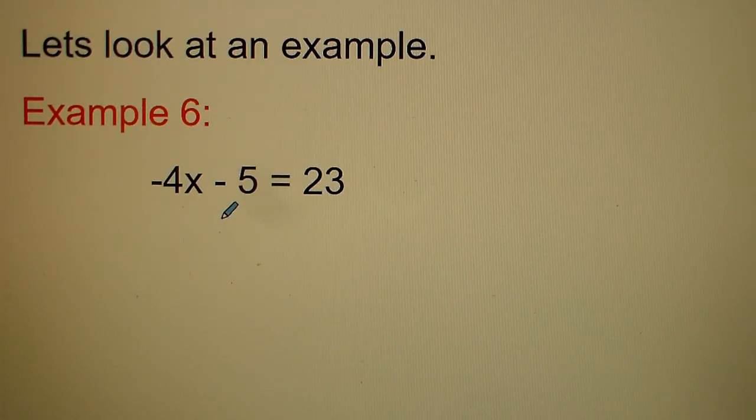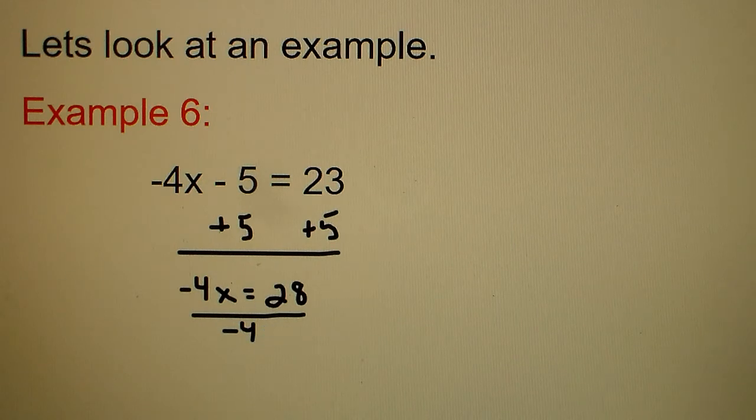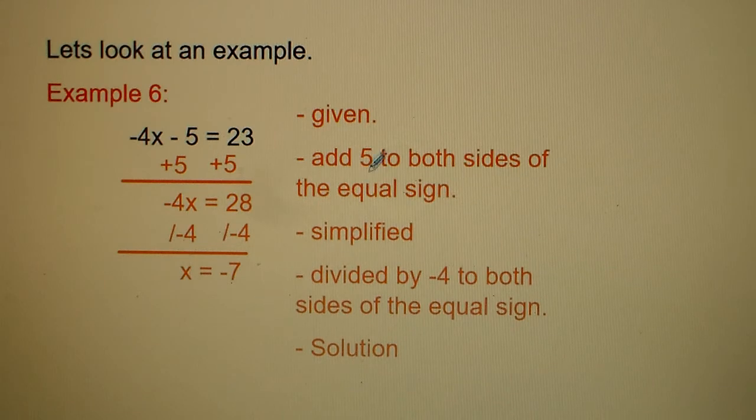Number 6. Add 5 to both sides. So we get 28 divided by negative 4 to both sides. So 28 divided by negative 4, that's going to get us negative 7. So we're given, add 5 to both sides of the equal sign, simplify, divide by negative 4 to both sides of the equal sign, and there's a solution of x equals negative 7.